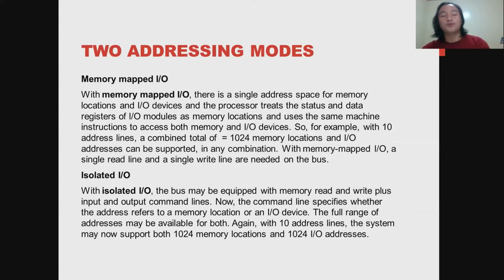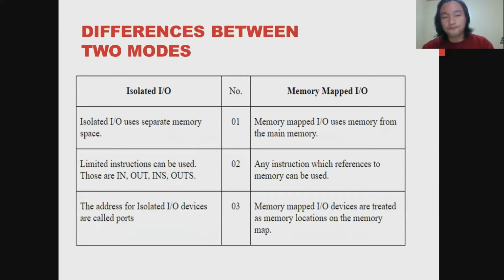With isolated input-output, the bus may be equipped with memory read and write plus input-output command lines. Now the command line specifies whether the address refers to a memory location or an input-output device. The full range of the address is available for both. Again with the 10 address lines, the system may now support both 1024 memory locations and 1024 addresses.